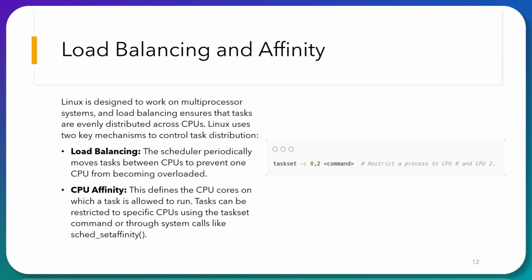In multi-core systems, Linux tries to keep CPUs equally busy. It moves tasks between CPUs to prevent some cores from getting overloaded. But you can pin a process to specific CPUs using CPU Affinity. This is useful for performance tuning. For example, isolating latency sensitive tasks on a dedicated core. You can control this from user space with the taskset tool or programmatically using sched_setaffinity.